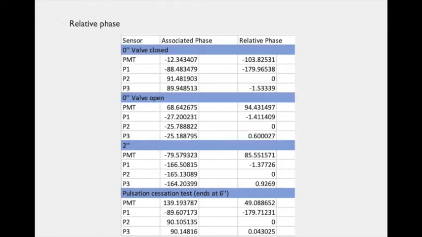For the relative phase for each sensor, the photomultiplier and the three pressure transducers, we compare their associated phase with the associated phase of the second pressure transducer, which is located in the middle of the tube. And now, as the table presented below, we have all the relative phases of each sensor at each trial.